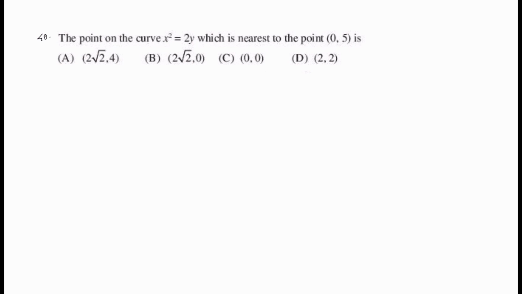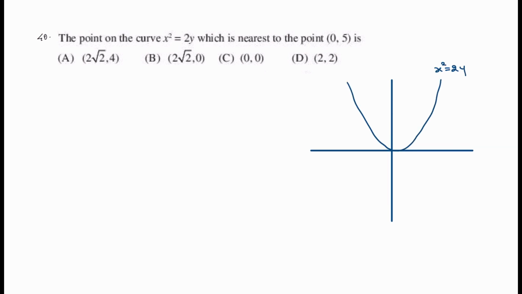Question 40. The point on the curve x square equal to 2y which is nearest to the point 0, 5 is. X square equal to 2y is a parabola. This is x square equal to 2y. And the point is 0, 5. We have to find the nearest point. Let us take the nearest point as x, y. So we have to minimize the distance between 0, 5 and x, y. The distance has to be minimized.